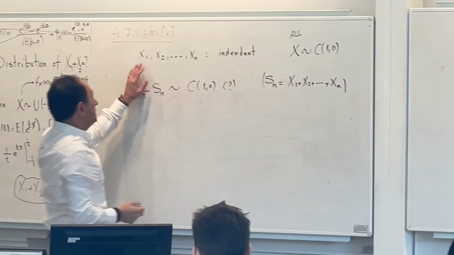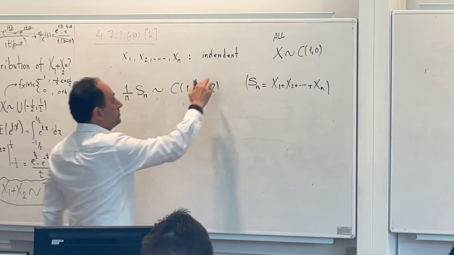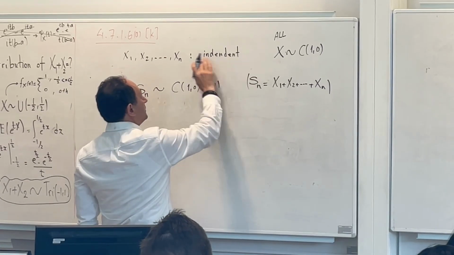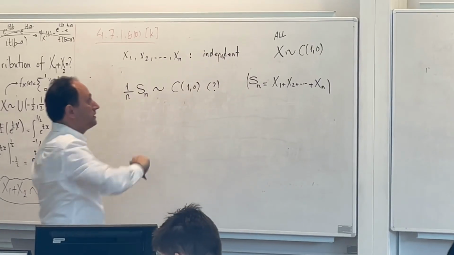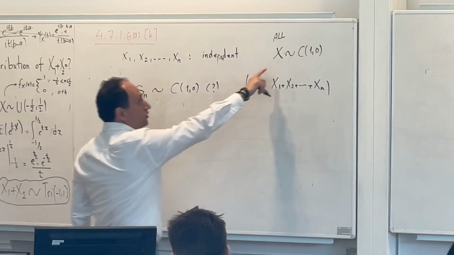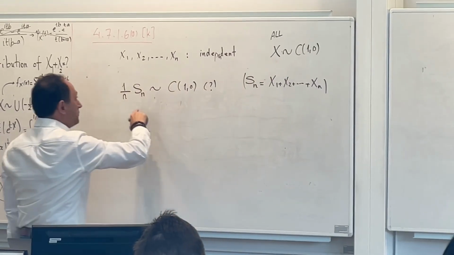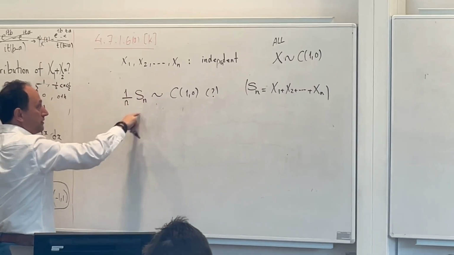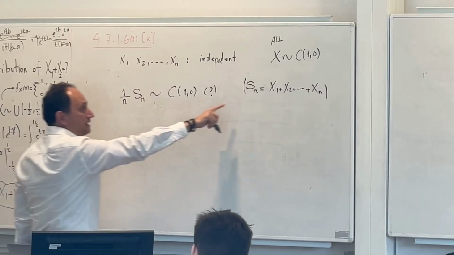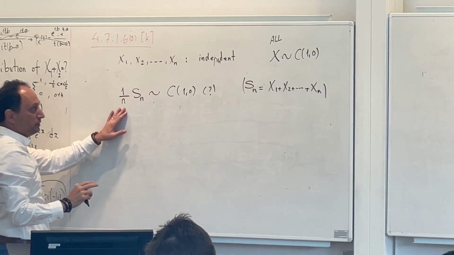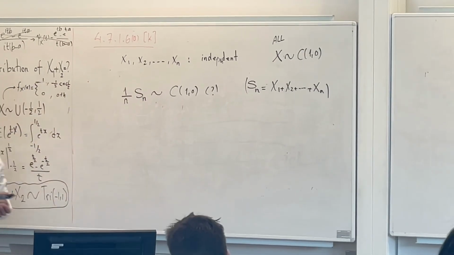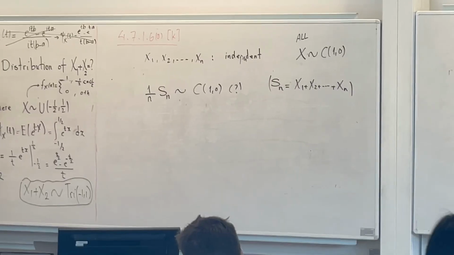They have given me n independent variables. All of them are Cauchy distributed. We want to prove that this new random variable, in which Sn is the sum of all of them, somehow the average random variable, is also Cauchy distributed. So how should we prove that?